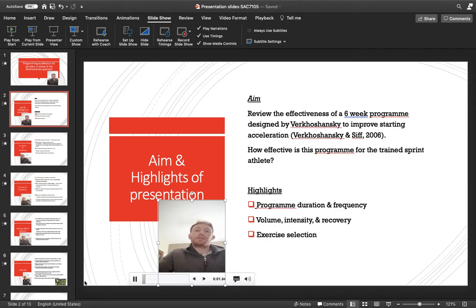So in looking at Verkhoshansky's approach to programming acceleration, the aim of this presentation is to see how applicable this is for the trained sprint athlete. Some of the key highlights that we'll draw out will be around the duration and the frequency of the program, the specific volumes and intensities and recoveries that are applied by Verkhoshansky and how these are applicable to the sprinter, as well as the specific exercises that are selected.